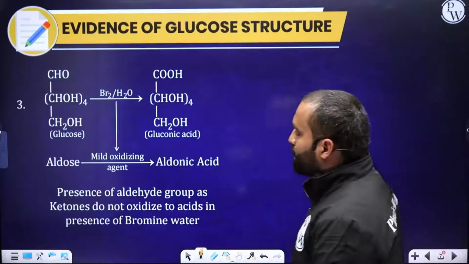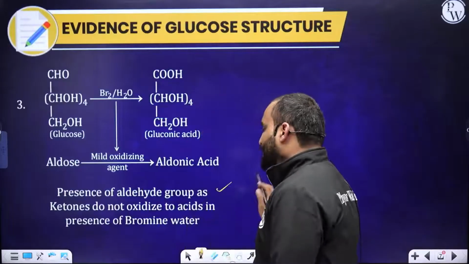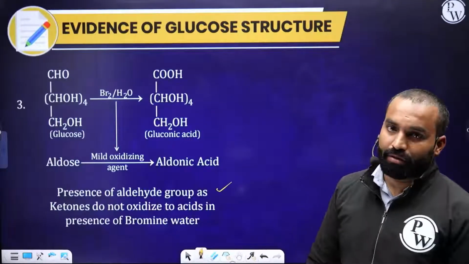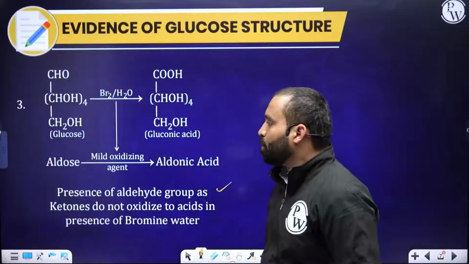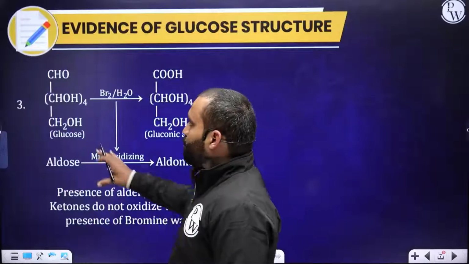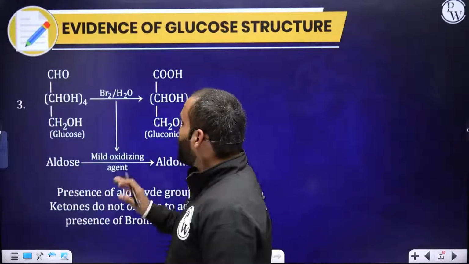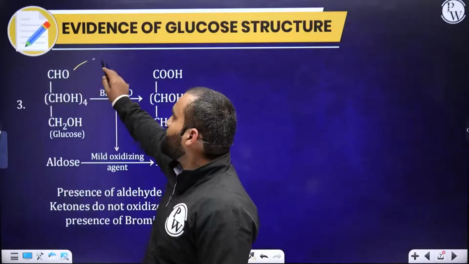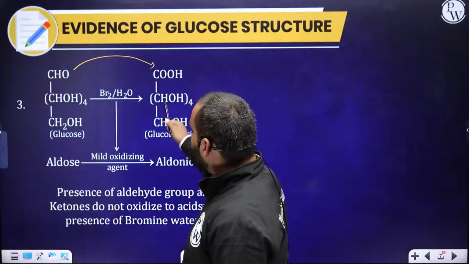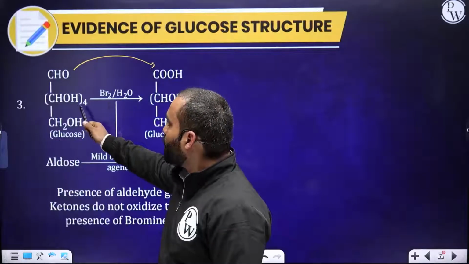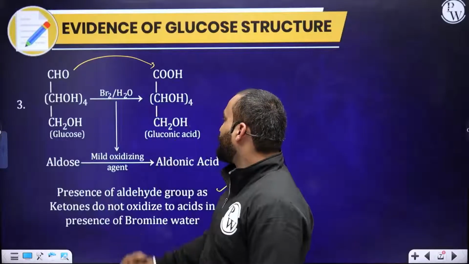After that, there would be another question: how do we actually know that there is an aldehyde group present? Why not a ketone group? Why not any other kind of functional group present in the glucose framework? Whenever an aldehyde is reacted with bromine water, Br2/H2O, this CHO will be oxidized to its corresponding acid. All these alcohol units are intact.